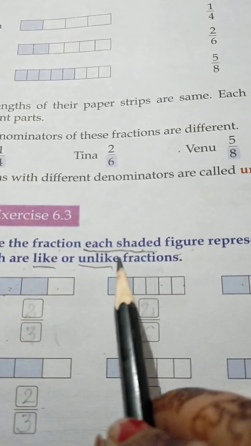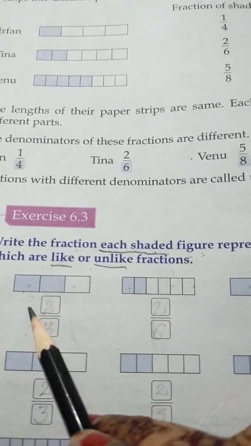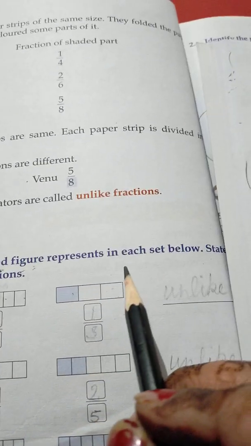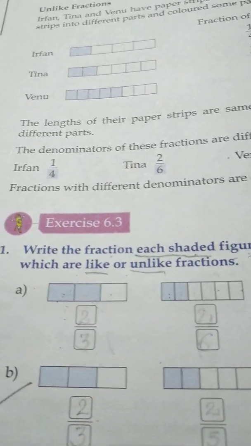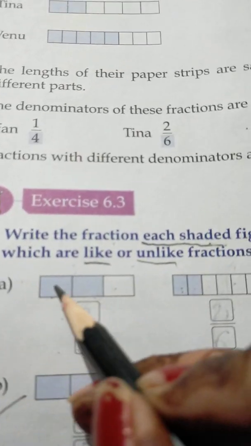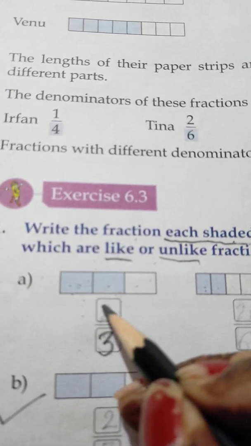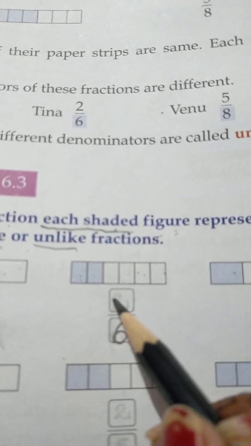Write the fraction for each shaded figure. Now we have to write the fraction for the shaded portion and state which are like or unlike fractions. See here. Here you can see there are 3 equal parts. So in the denominator we will write 3 and 2 parts are shaded, so we will write 2. Here 1, 2, 3, 4, 5, 6. 6 parts are there, 2 are shaded. So the fraction will be 2 by 6.